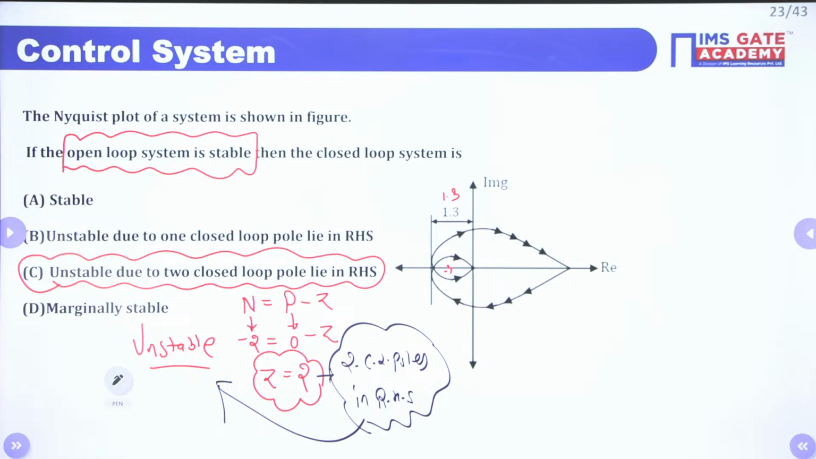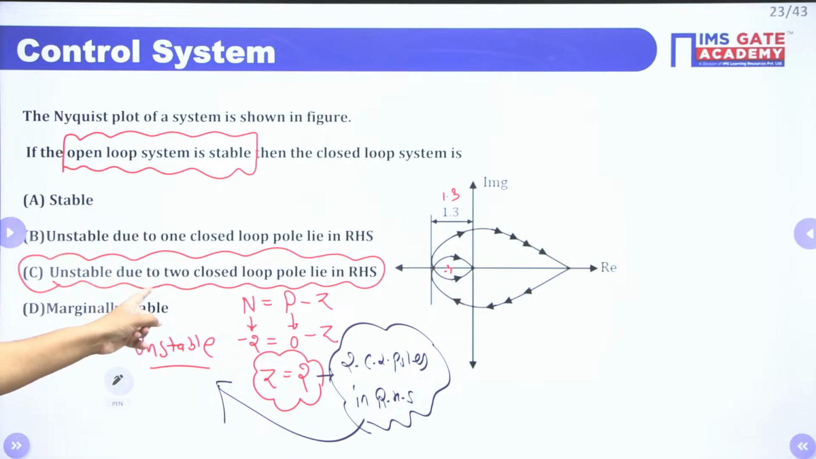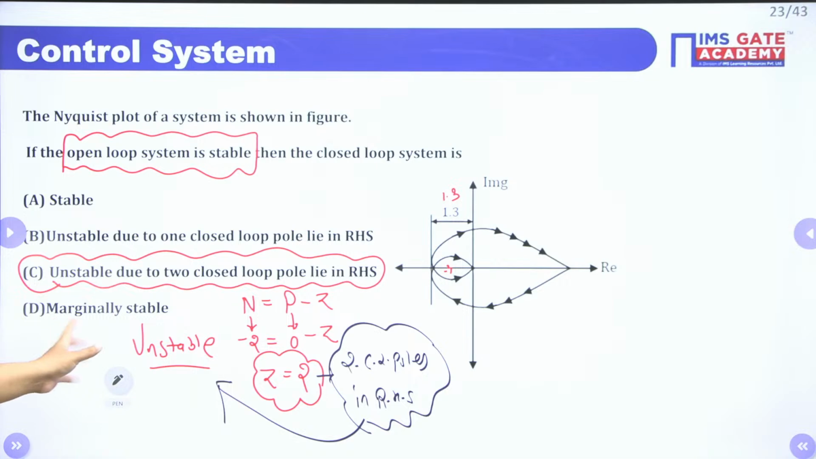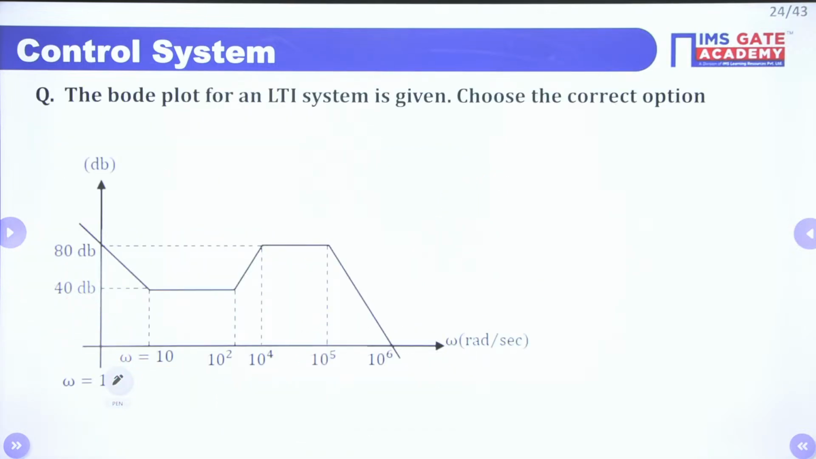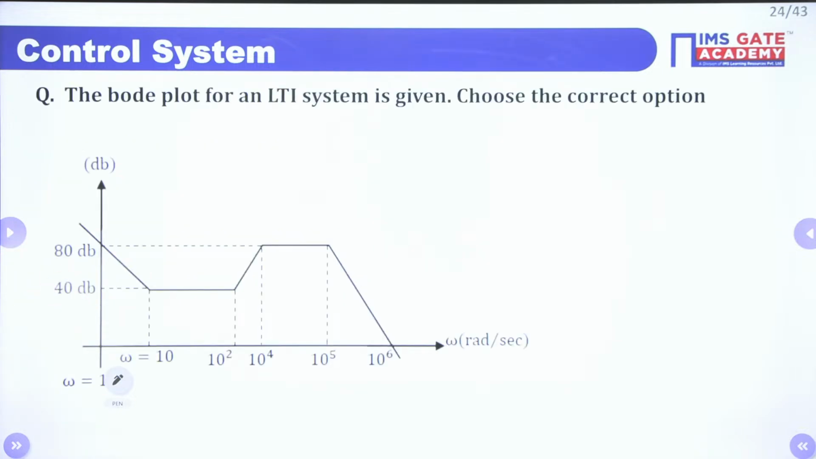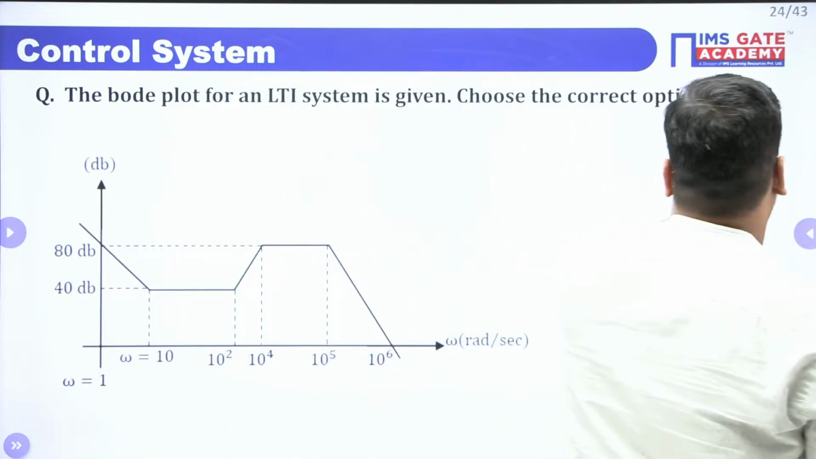Okay, now it's time to solve the next question. Are you ready for the next question? The correct answer for this question is option number C, based on the Nyquist plot concept. Now here is a good question. The examiner is asking for the pole zero location as well as the k value. This is a question based on Bode plot concepts.